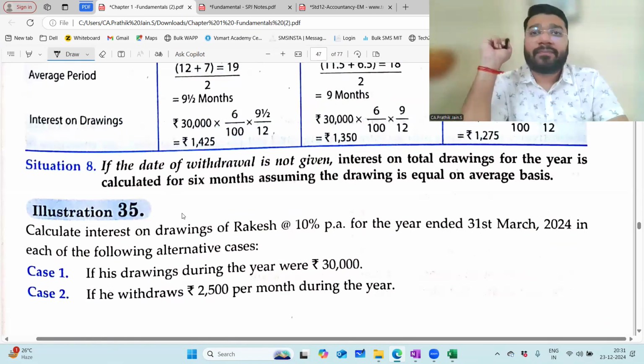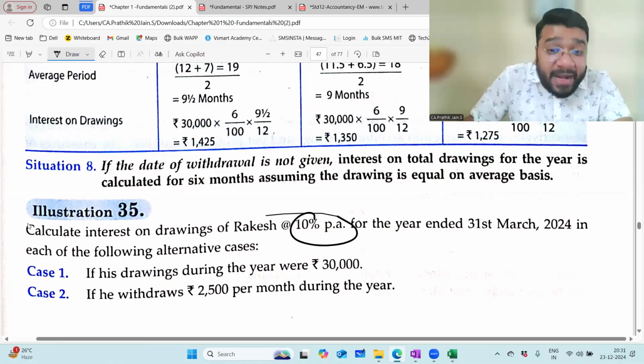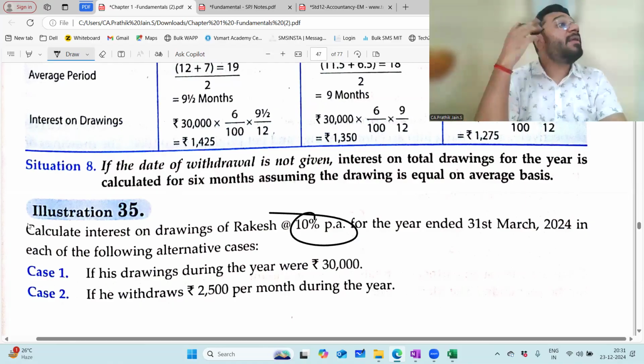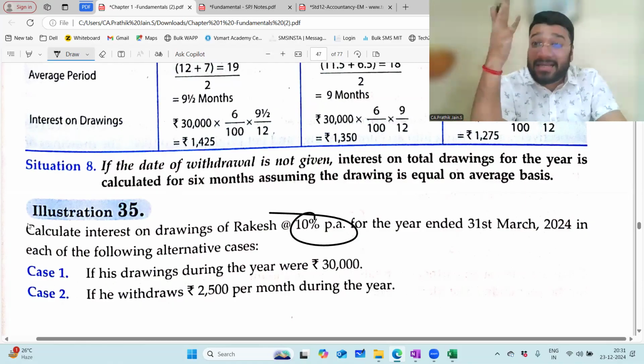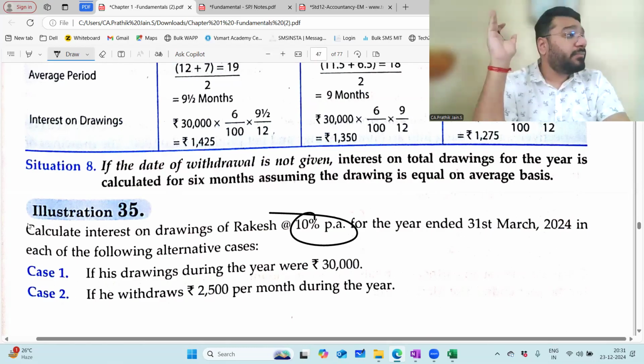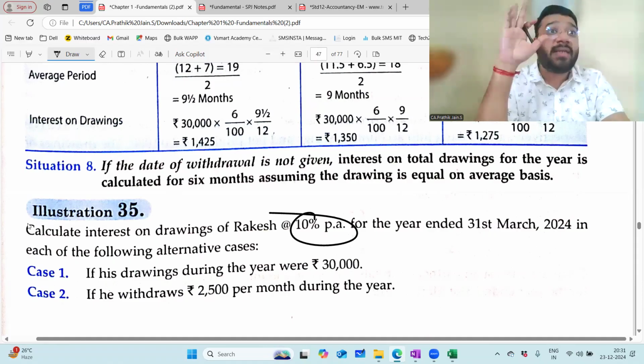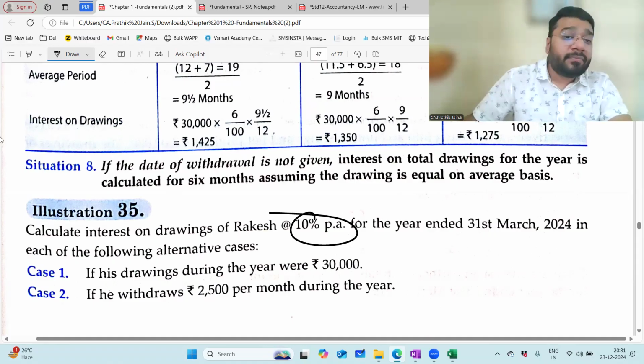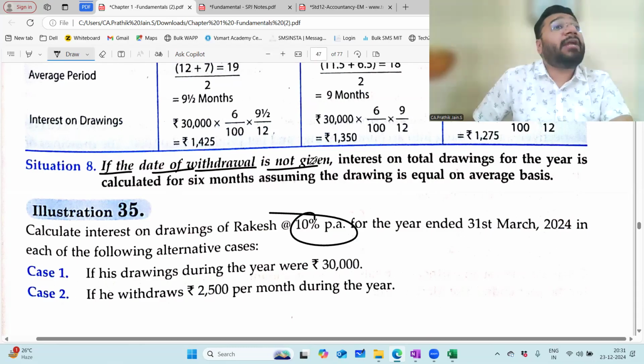Now comes the second concept. Amount of withdrawal is given. Rate of interest per annum is given. But when the money is withdrawn, the date is not given. Are you able to follow? This is a scenario where the date of withdrawal is not given.